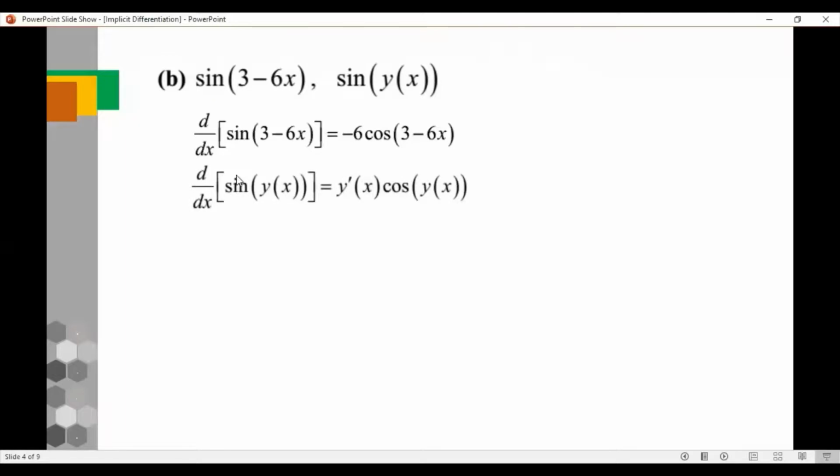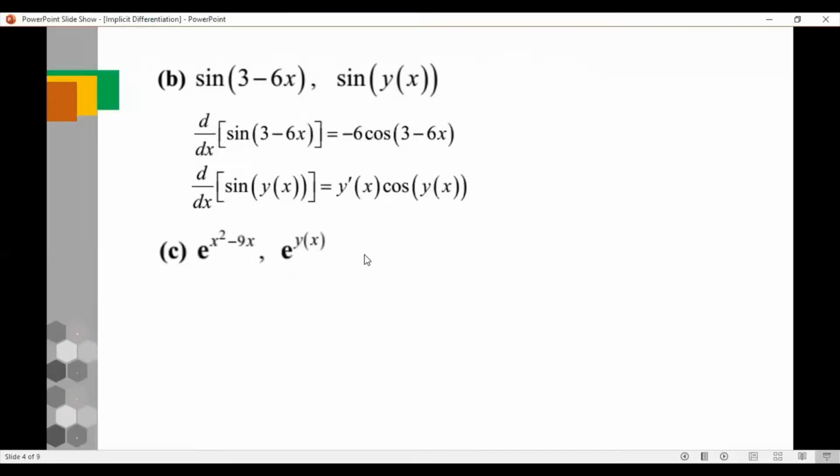Next, the derivative of sine of y of x with respect to x. It is equal to what? The outer function is sine, so the derivative of sine of y of x is cosine of y of x, and the derivative of y of x is y prime of x.